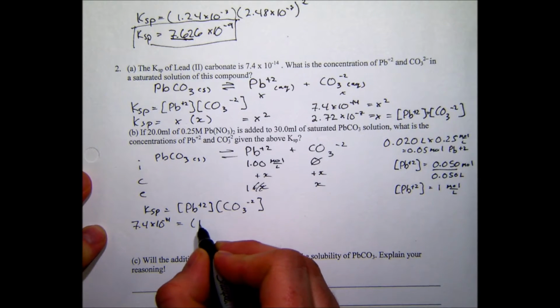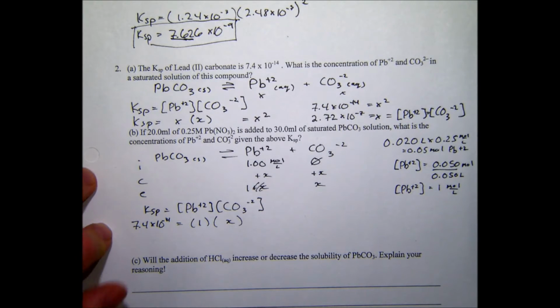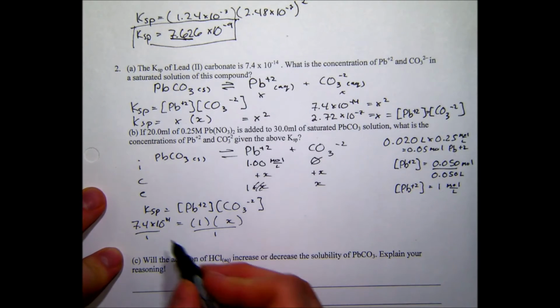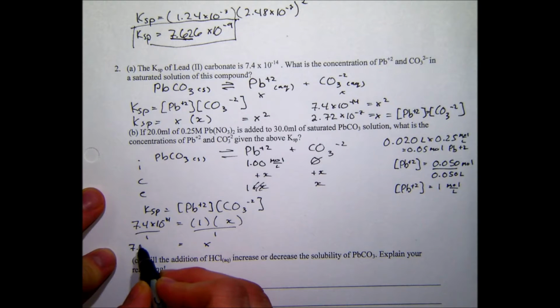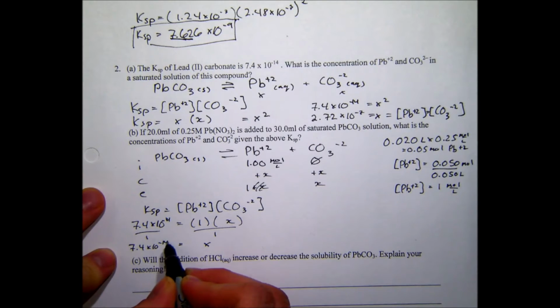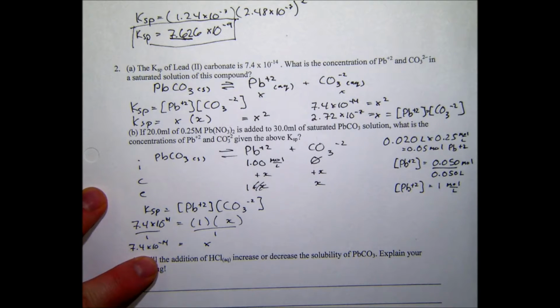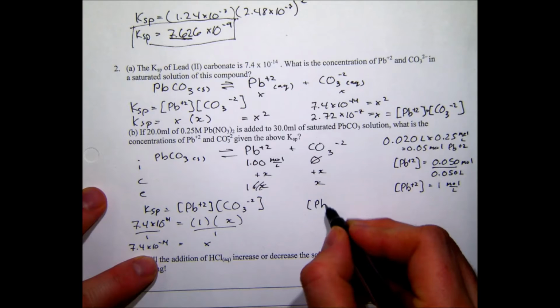We know the concentration of lead is 1 mole per liter. What would the concentration of carbonate be? I'm going to divide both sides by 1. X is going to be 7.4 times 10 to the negative 14. So we can solve our solution.